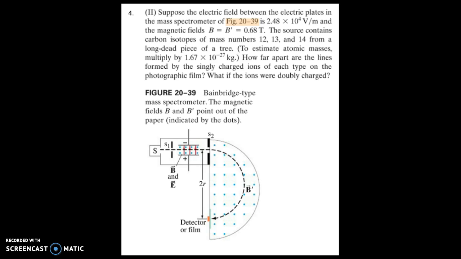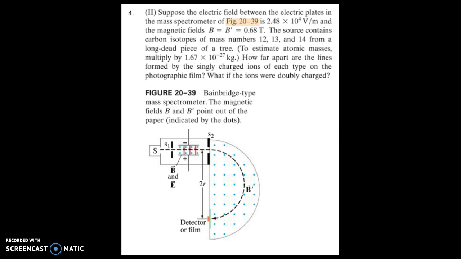And actually I did need that to find the radius. I kind of went out of order there. So if you were to doubly charge the ions, it would increase the denominator by 2 times, which would decrease the radius by a factor of 2. So if the ions were doubly charged, that distance would be decreased by a factor of 2.